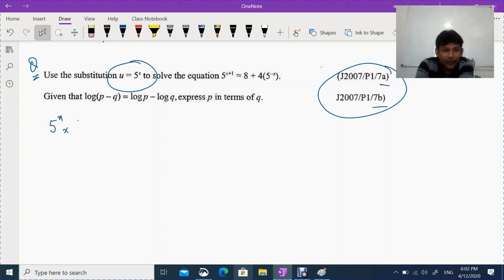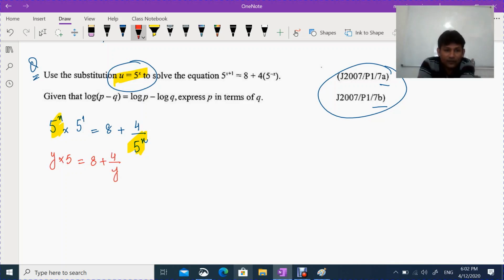5x into 5 power 1. We have to divide because the power is 5x plus 1, so we can divide. Okay, it is equal to 8 plus 4. This 5 power negative x, when it moves down, becomes positive. Now, wherever we have 5 power x, we can substitute u. So u multiplied by 5 is equal to 8 plus 4 upon u. Sorry, this is u, and I had written it by u.